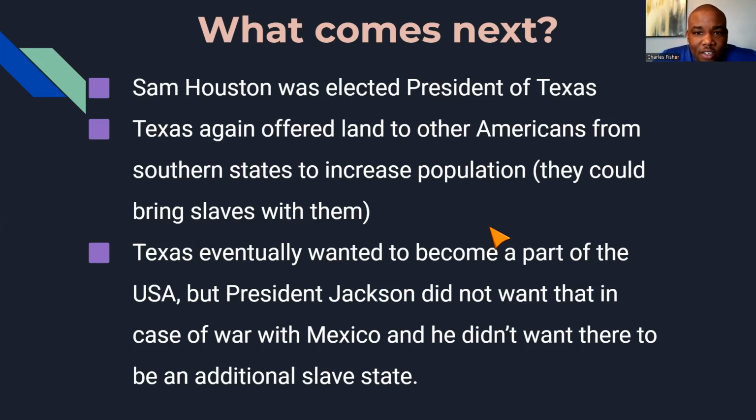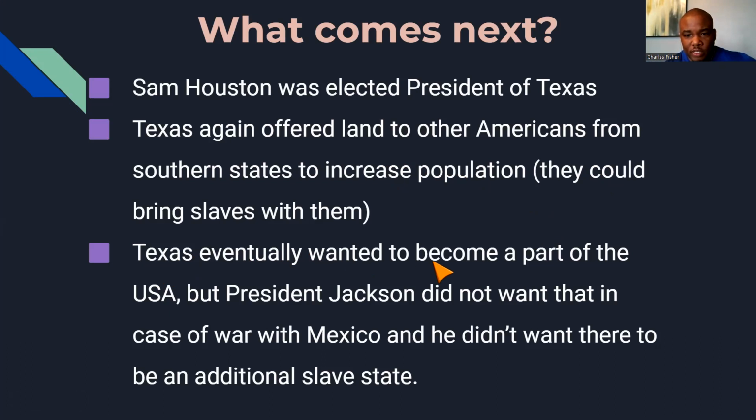So Texas again offered land to other Americans from southern states to increase population. But here's the change. They can now bring slaves with them. So as a republic, as its own country, Texas allowed slavery. So why would they want other Americans to come to Texas? Remember, going back to the Northwest Territory and the Northwest Ordinance, if you had a certain population, you could apply for statehood with the United States. So they want to become a state and not be their own country.